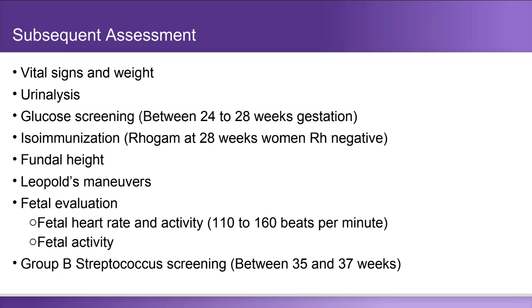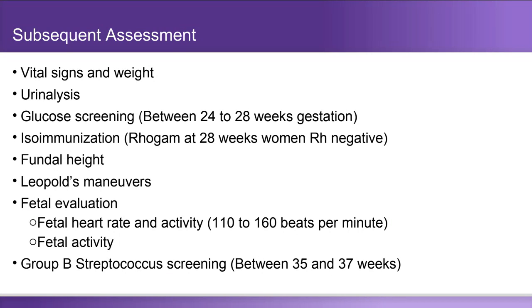But otherwise, we do a glucose screening on women, and I'm going to talk about this in more detail later on in the course. Around 24 to 28 weeks gestation, we have the woman do what's called a glucose screening. We have her drink this sugary type of water, and then we monitor her blood sugar. And if we have elevated blood sugars, we can determine that she has gestational diabetes. We're going to talk more about that later.